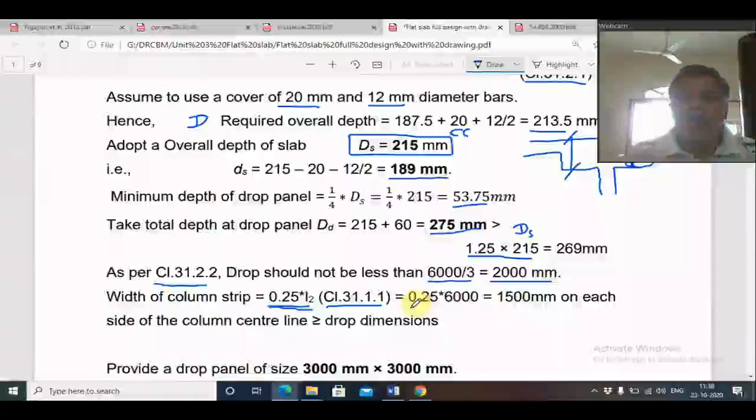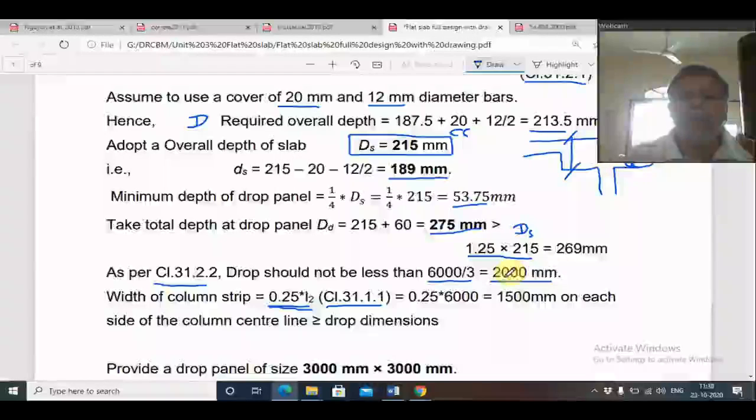So the width of the column strip is 1500 mm on each side of the center line of the column. That should be greater than or equal to the drop dimension. The minimum drop dimension required is 2000. If we provide 1500 mm on either side of the center line of the column, the total width will be 3000. The 3000 is greater than 2000.